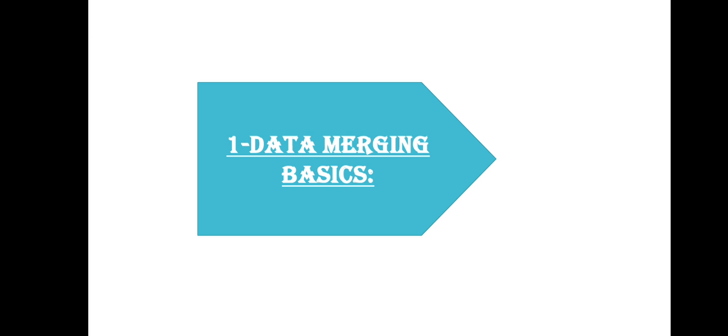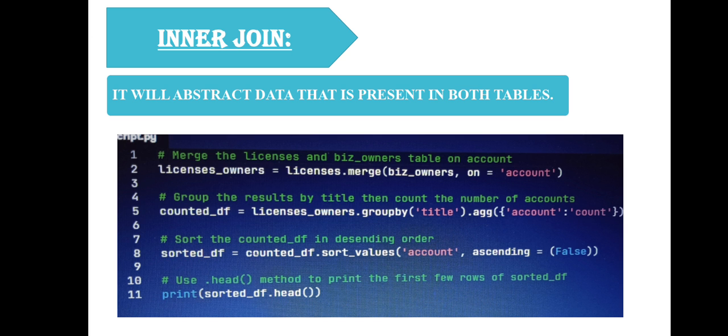Basically, what is data merging basics? It includes left join, inner join, right join. What is inner join? Inner join will extract data that is present in both tables. For example, if we have two tables, then it will extract data from both.